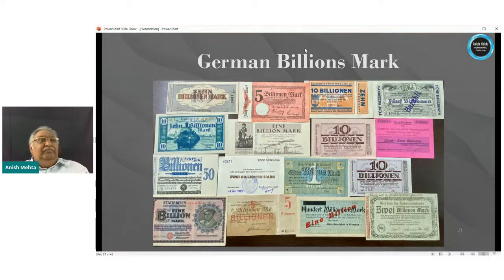In Germany, every city, every town, every municipal corporation started issuing banknotes because of the war and the hyperinflation situation. They could not get paper moved all across the country. So each city and each town started issuing their own banknotes.